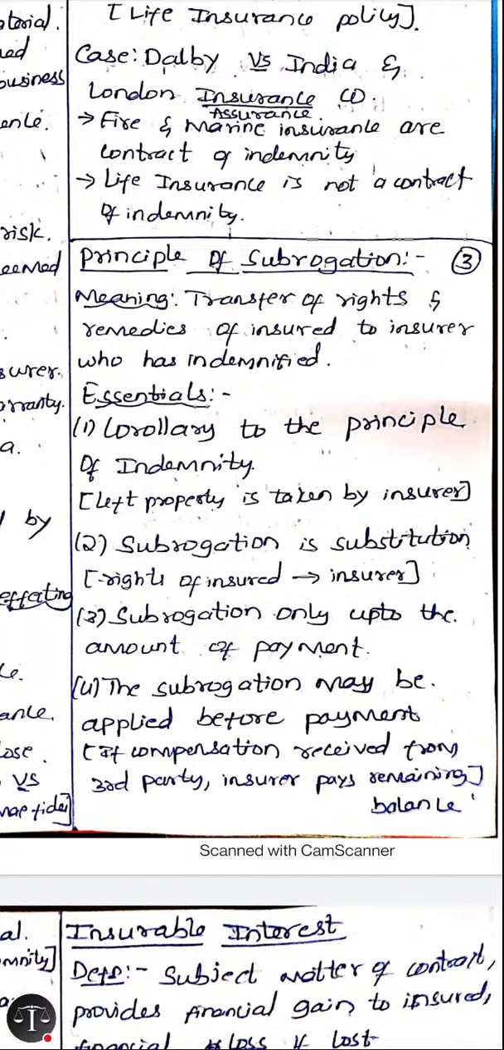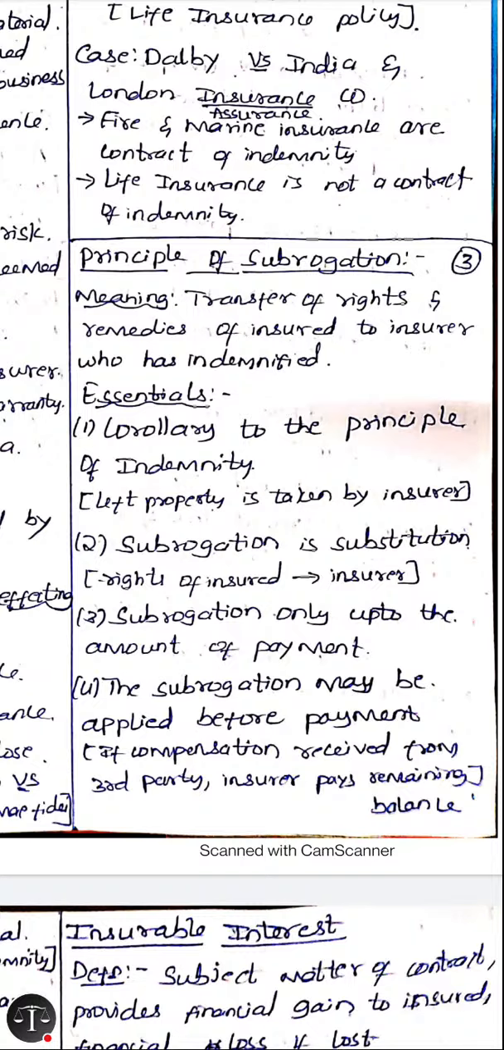The next principle, principle of subrogation. So what do you mean by principle of subrogation? Principle of subrogation means transfer of rights and remedies of the insured to the insurer who has indemnified. So what happens is, when the insured takes a policy from the insurer and the loss happens to the insured, the insured brings the insurer in his place to pay for it. So this is the principle of subrogation. The insured replaces himself with the insurer to pay the liability. That is, he is transferring his rights, remedies and liabilities to the insurer. This is called the principle of subrogation.